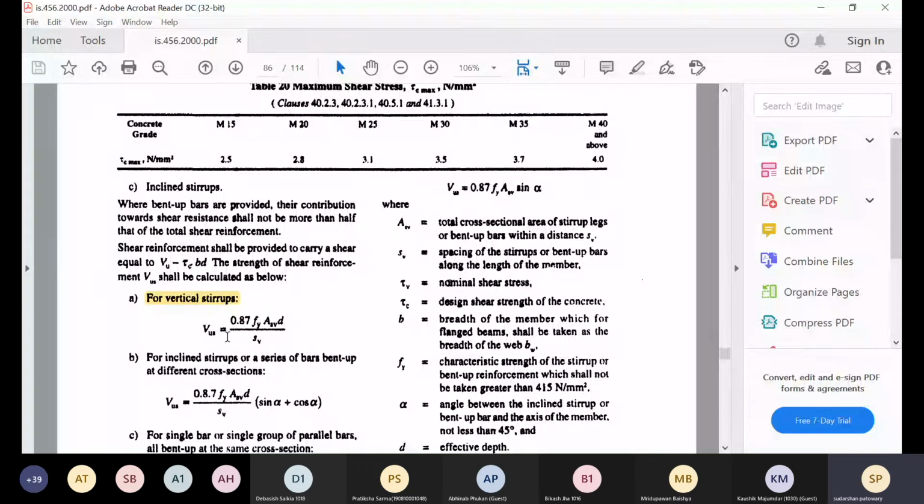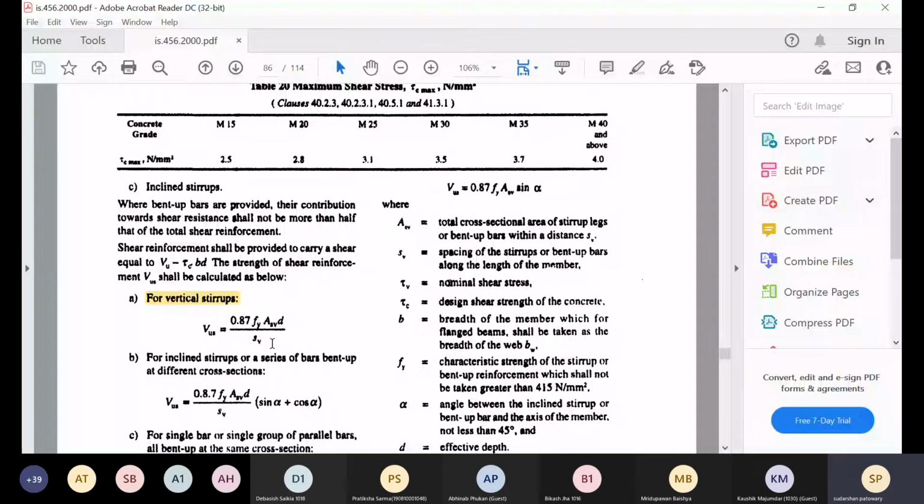This Vs is equal to tau V minus tau C into bd. In the very first expression, Vs is equal to 0.87 fy Asv into d by sv. Further, I have simplified and written it as Asv by sv is equal to tau V minus tau C into b by 0.87 fy. You can directly use this expression also for vertical stirrup.